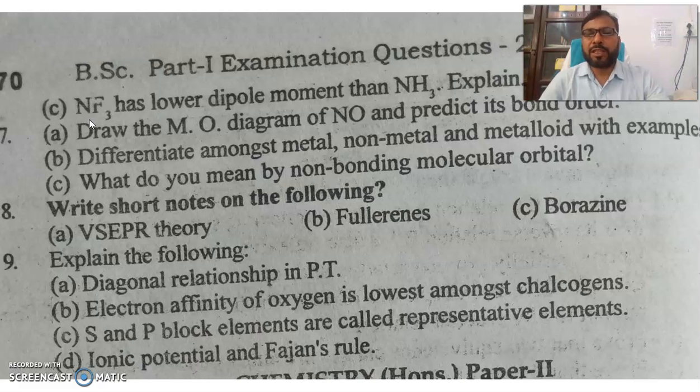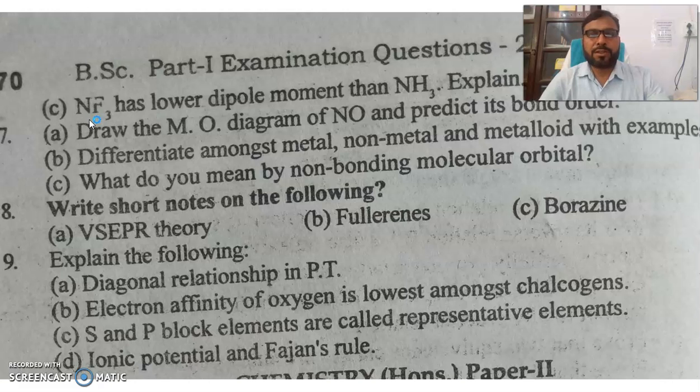Next question is question number 7. Draw the molecular orbital diagram of NO and predict its bond order. Differentiate amongst metal, non-metal, and metalloid with example. And what do you mean by non-bonding molecular orbital?